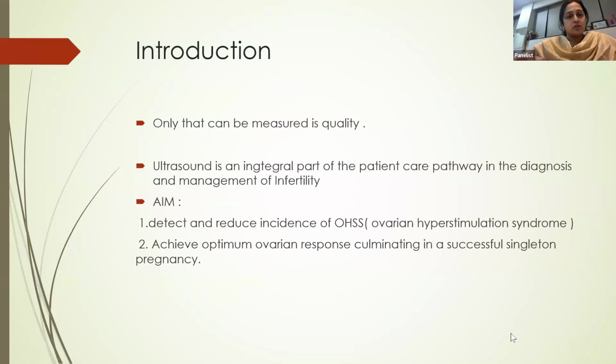Only that which can be measured is quality. Ultrasound is an integral part of the patient care pathway in the diagnosis and the management of infertility. The aim is to detect and reduce the incidence of OHSS, that is ovarian hyperstimulation syndrome, and to achieve optimum ovarian response culminating in a successful singleton pregnancy.